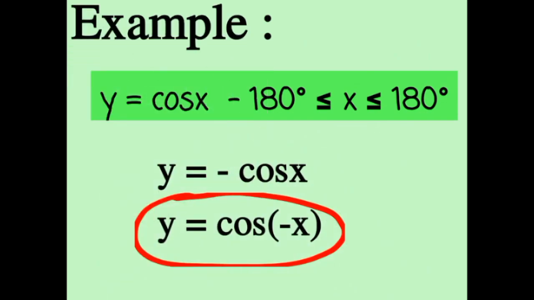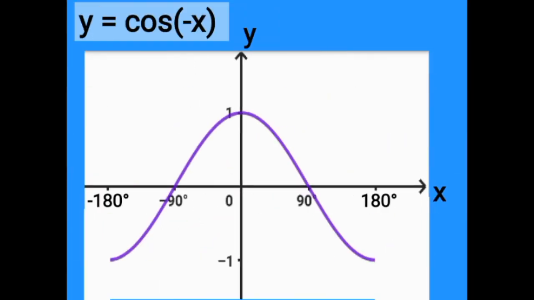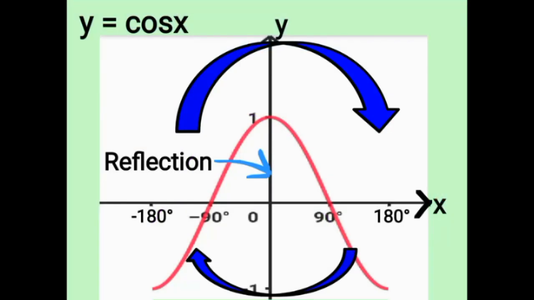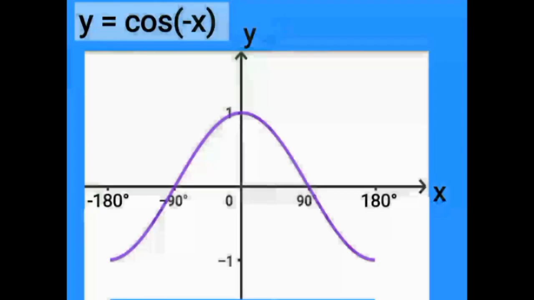Y equals cos(minus x). This is the reflection of the graph y equals cos x in the y-axis. And hence, this is the graph of y equals cos(minus x). Since this is the reflection of the graph y equals cos x in the y-axis, it is the same as the graph of y equals cos x.